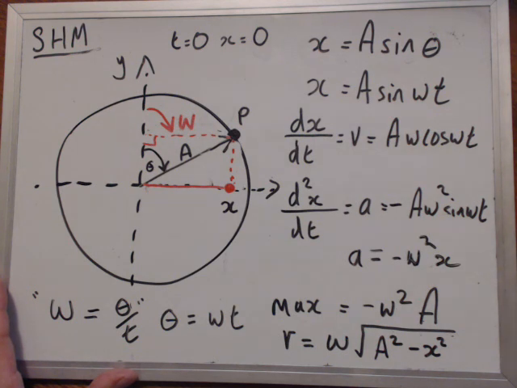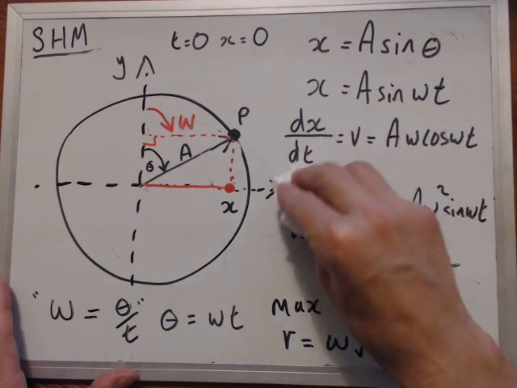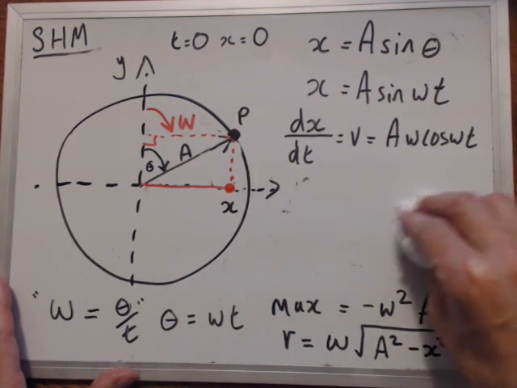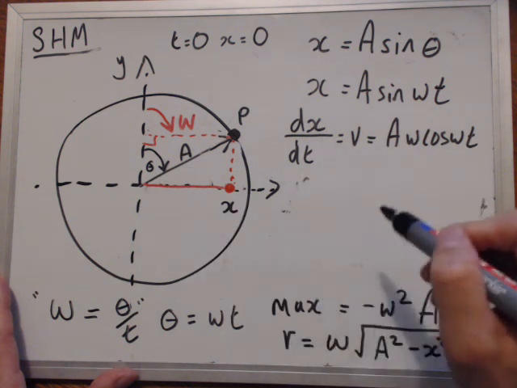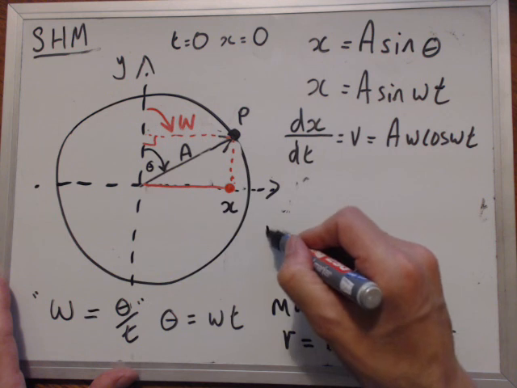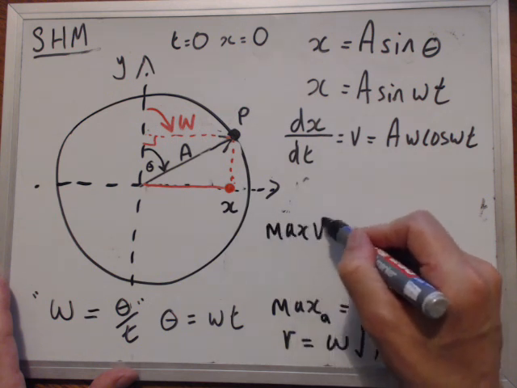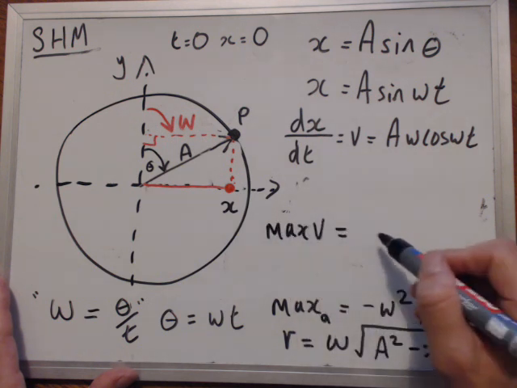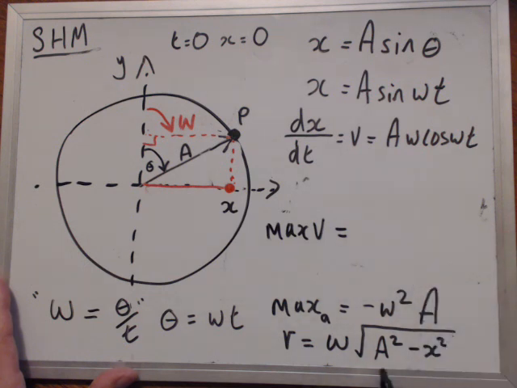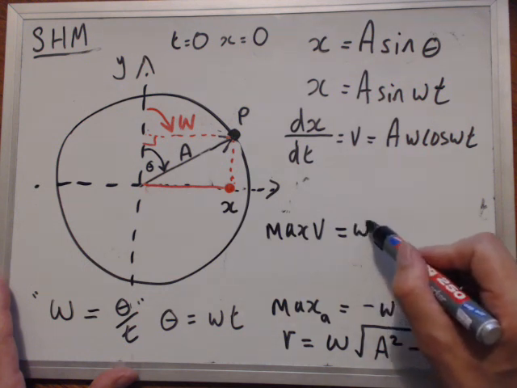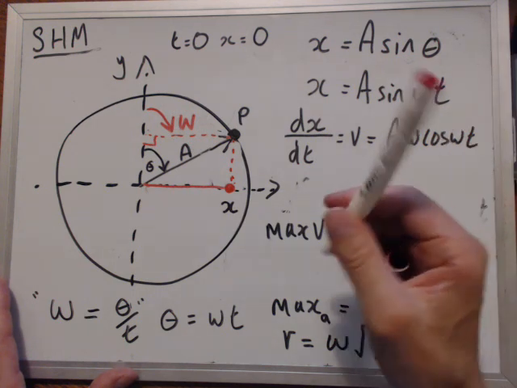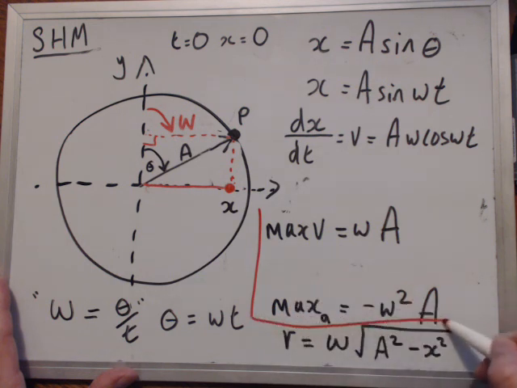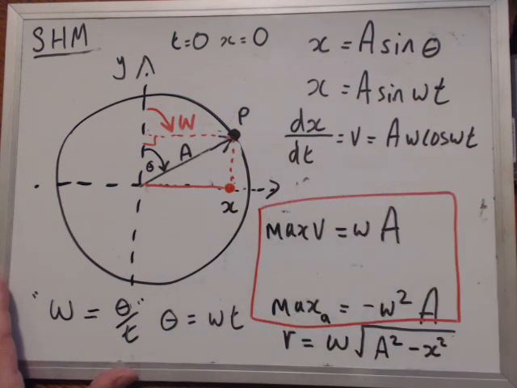Now, I'll just rub out a bit of space. That equation there will maximise in the middle when x is 0. So if that's the max acceleration, the maximum velocity, when x is 0, is the square root of A squared, which is equal to omega A. So these are two very useful equations to use.